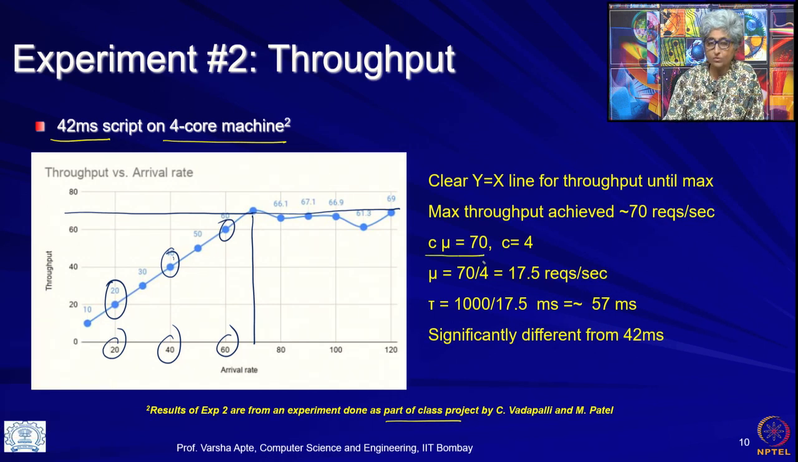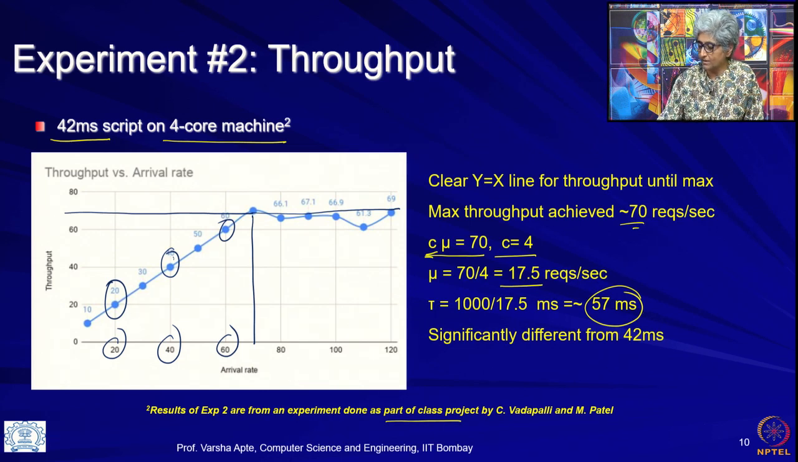Now that means our C mu here is 70. Since C is 4, mu is basically 17.5 requests per second. If you take the inverse of that, our tau estimate from this graph turns out to be 57 milliseconds. Okay? I hope you are realizing what I am doing. I am actually going backwards from the throughput graph. The maximum throughput achieved is 70 requests per second. Theory tells us that that should be C mu. So our C mu is 70. So if I back calculate from there, my tau is turning out to be 57 milliseconds.